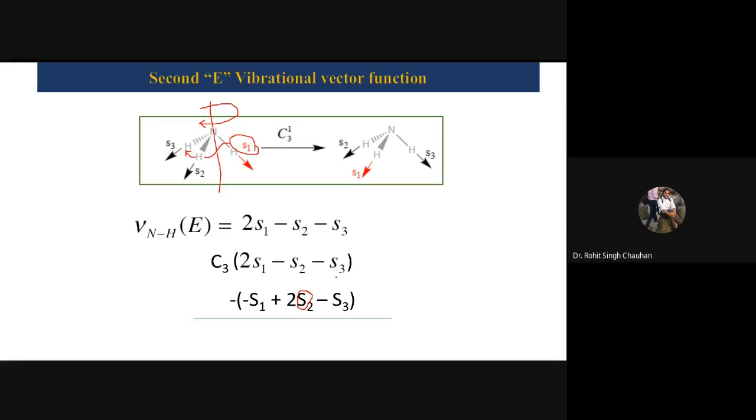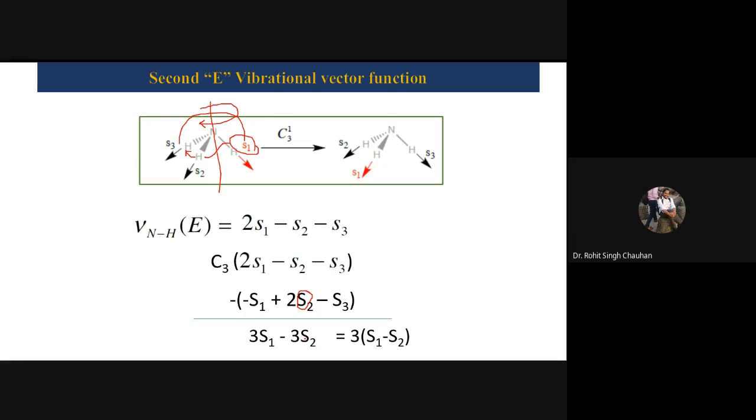Now the last one is S3. This S3 is going to go the longer way to S1. So here you will write S1, but since it is minus, you will write a minus, right? This is basically the operation of C3 on this earlier E vibrational vector function. Now you will subtract these two equations. So what will it become? It will become 3s1 minus 3s2. You will take 3 as common: 3 times s1 minus s2.